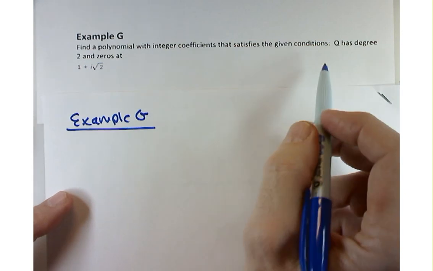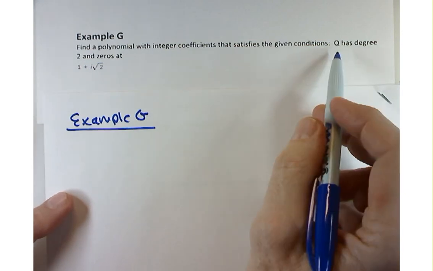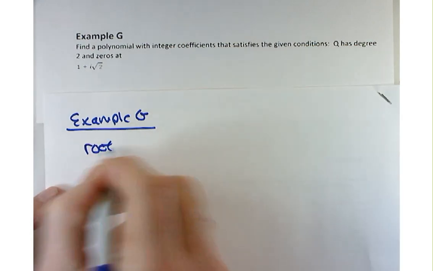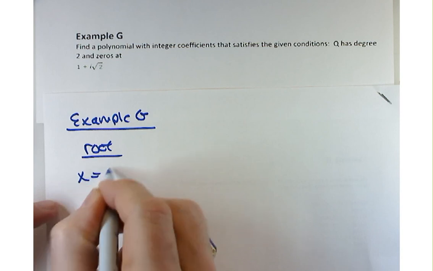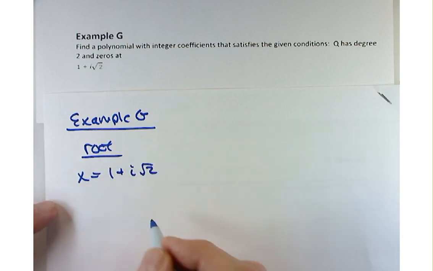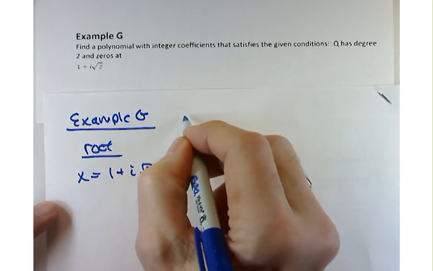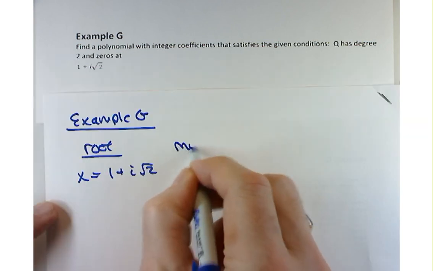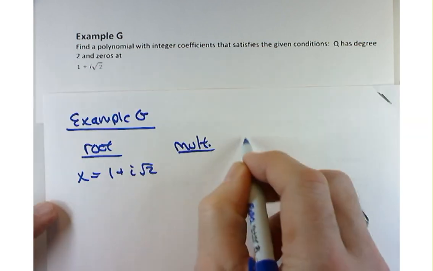We want to find q that satisfies the given conditions. Q has degree 2 and has a root at x equals 1 plus i times the square root of 2. So this is going to have degree 2. Let's see, root, multiplicity, binomial.